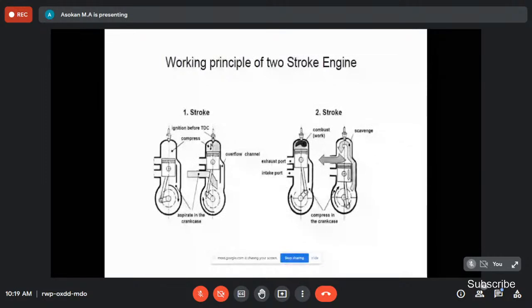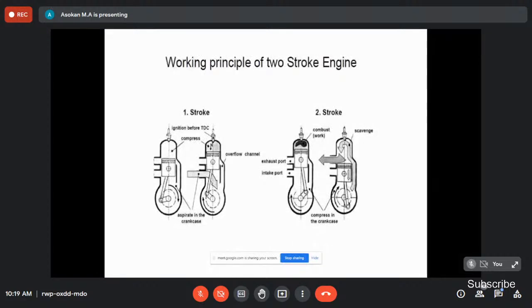So we can eliminate the valve actuating mechanisms, and the cost decreases, because there is no need for a valve actuating device. When the piston moves from top dead center to bottom dead center, that is the downward stroke, the piston slowly uncovers the transfer port.